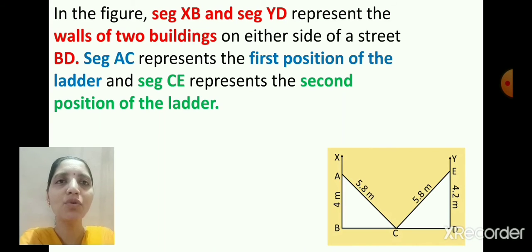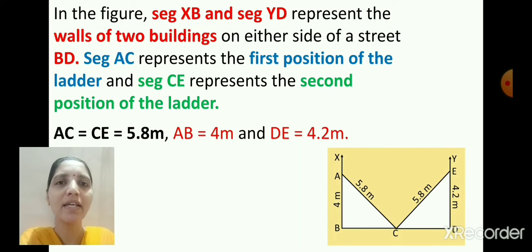First you have to show what is given there. In the figure, segment XB and segment YD represent the walls of two buildings on either side of a street BD. Segment AC represents the first position of the ladder and segment CE represents the second position of the ladder. Now this is given to you. Now what can you write here?